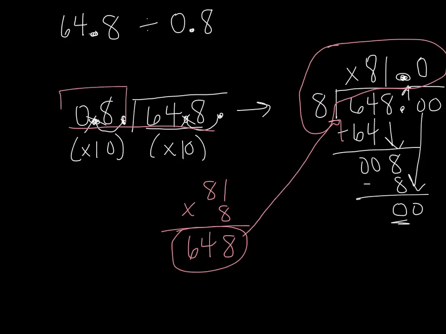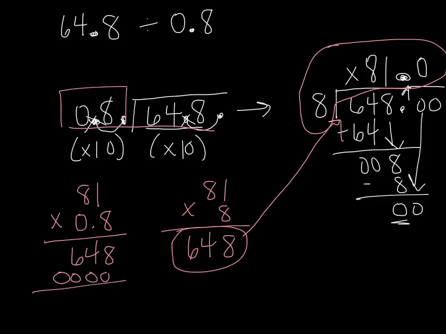So in my original problem, I had 8/10. So let's try 81 times 8/10. 8 times 1 is 8. 8 times 8 is 64. And I know this next row would be all zeros. And I would ask myself how many numbers are behind the decimal. Well, there's one behind it in the problem, which means there's one behind it in the answer. So this still gives me 64 8/10, which is what I started with here.